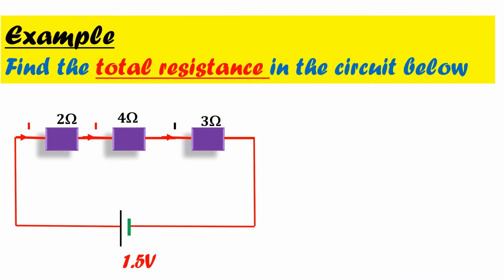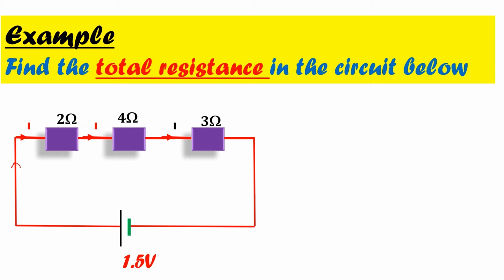In this example, we want to find the total resistance in this circuit. As you can see, we have 3 resistors: the 2 ohm resistor, the 4 ohm resistor, and the 3 ohm resistor, and a 1.5 volt cell. Since they are arranged in series, the current flowing through them is the same, and it is I.